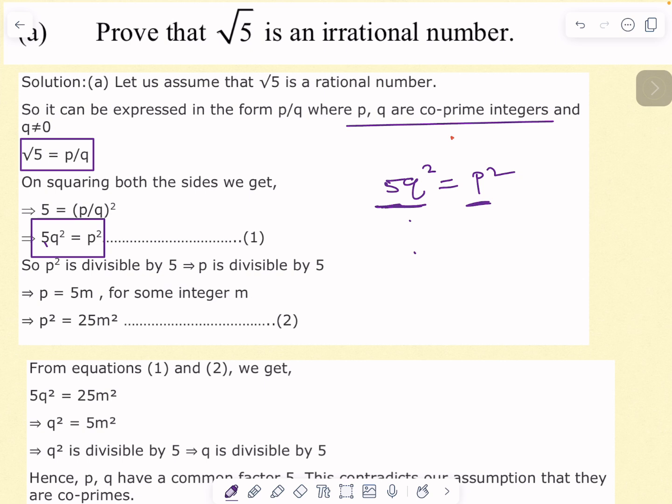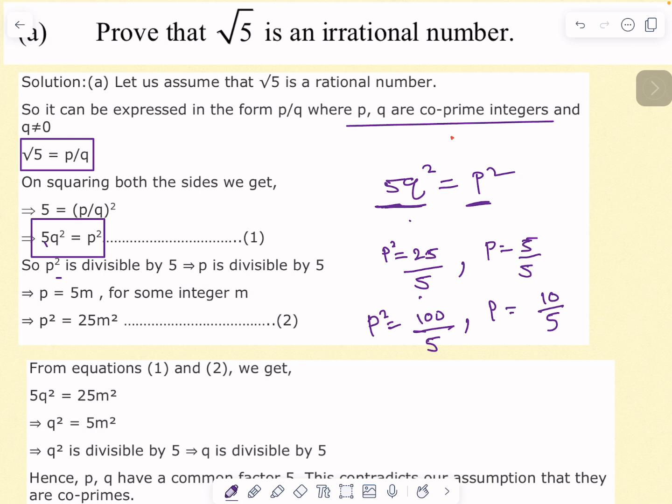Okay, for example, if 25 is divisible by 5, right? Let us say 25 is p square, so p square is 25, 25 is divisible by 5, then the p value is 5, 5 also divisible by 5, yes or no? If p square value, let us assume 100, so this 100 is divisible by 5, then if p square is 100, the p value will become 10, so 10 also divisible by 5, yes or no?